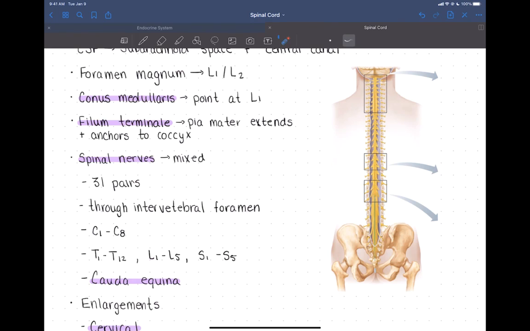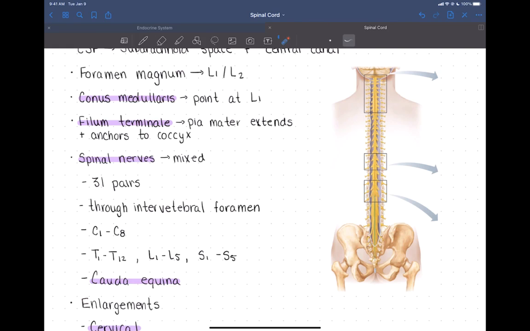So the spinal cord comes to a point, and from there, they're showing it in green here, the pia mater continues to extend downward, and it anchors onto the coccyx bone. So the pia mater extends and anchors to the coccyx. That is called the filum terminale. It goes from the end of the spinal cord, that conus medullaris, all the way down to the coccyx, and it helps to anchor the spinal cord in place. It helps to hold it down.